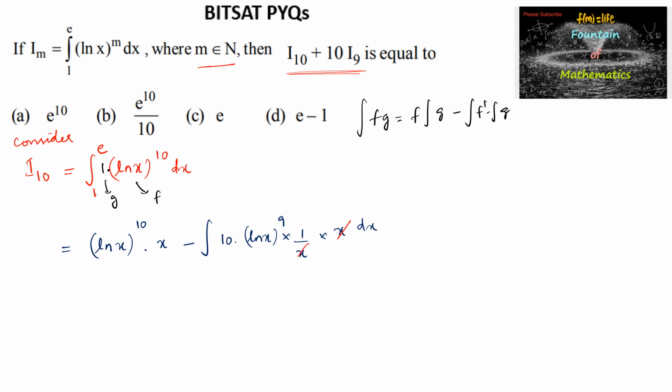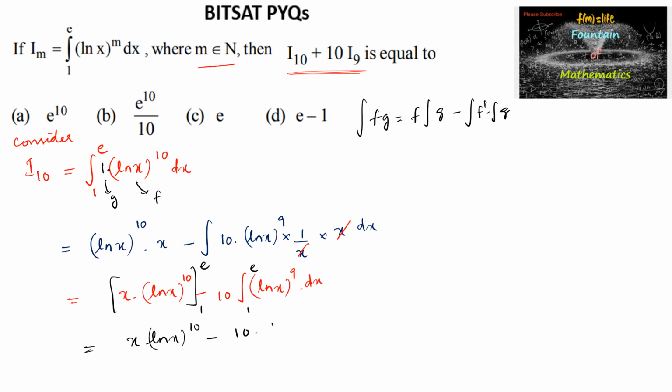So here x and x get cancelled, so we can write x times log x whole power 10 minus 10 times integral log x whole to the power of 9 dx. The integral limits remain the same, 1 to e, and here we need to substitute 1 to e. So x times log x whole power 10 minus 10 times I9 we can write.